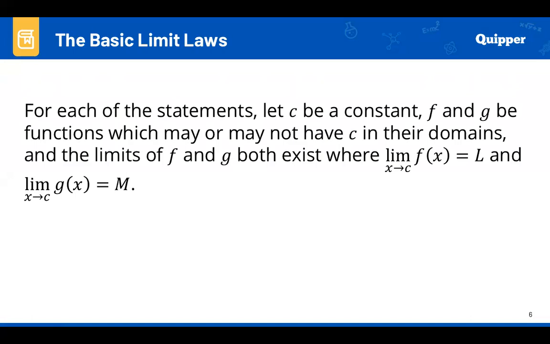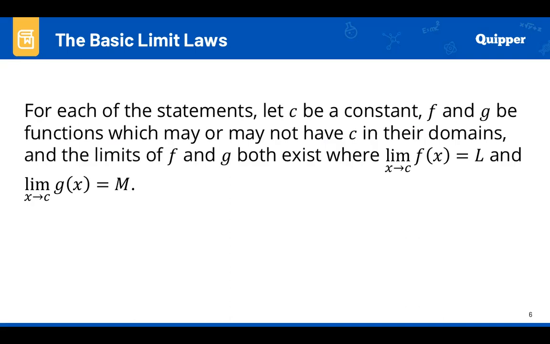For example here, for each of these statements, let C be a constant. When we say constant, that is given. Let f and g be functions. So we have two functions, f of x and g of x, which may or may not have C in their domains. Even if the constant is not in their domain, it's okay. And the limits of f and g both exist. So our two functions already have their own limits, it's already solved. Where limit of f of x as x approaches c is equal to L, and limit of g of x as x approaches c is equal to M. So we have C and then two functions. We will start with that one.